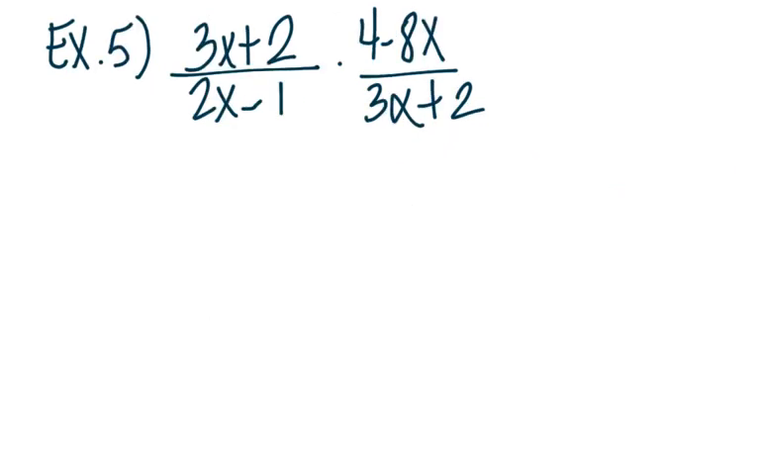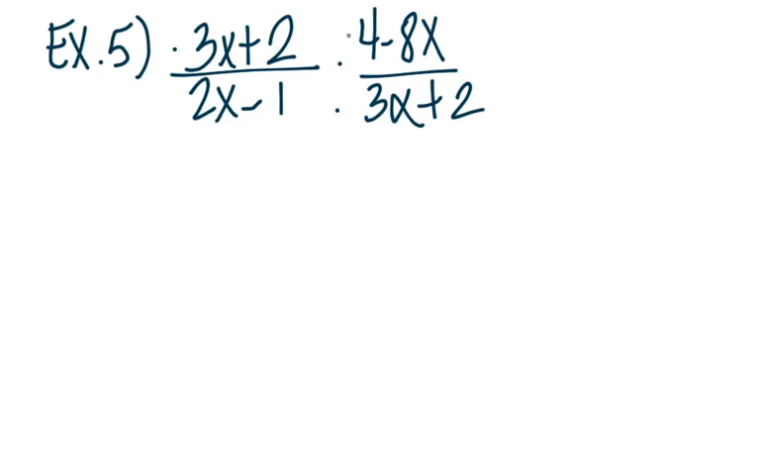Okay, so look at example 5. This one looks a lot more challenging, but it's really not bad. First off, you should notice that when you're looking at the cross canceling, these two are going to cancel out. So that's going to give you 1 there. So that will make it so much easier. But we still have to factor right here.